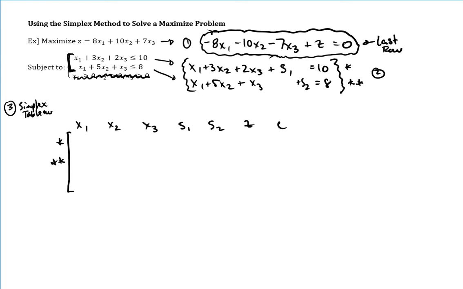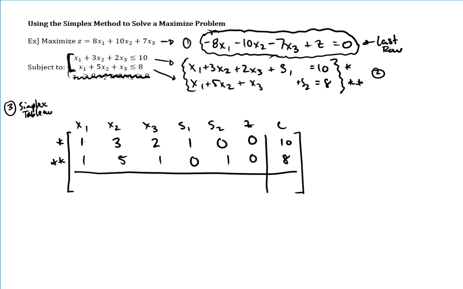All right, so looking at the first star, I have 1, 3, 2, 1, 0, 0, and then the constant is 10. The second star, I have 1, 5, 1, 0, 1, 0, 8. And then the last one, let's get that horizontal line too to break it apart. Okay, so the last row is the objective function, which is negative 8, negative 10, negative 7, 0, 0, 1, 0. Okay, so there's our setup.